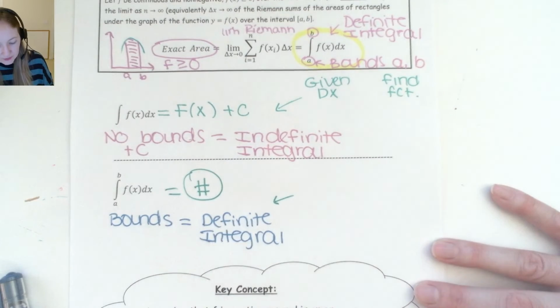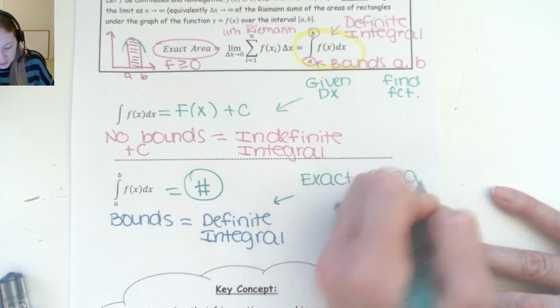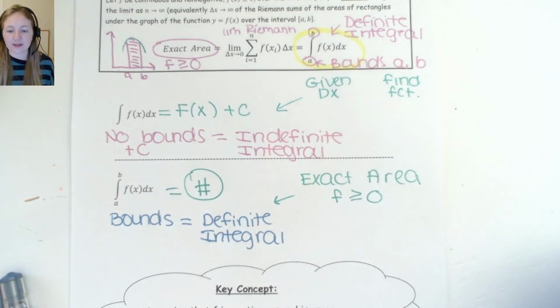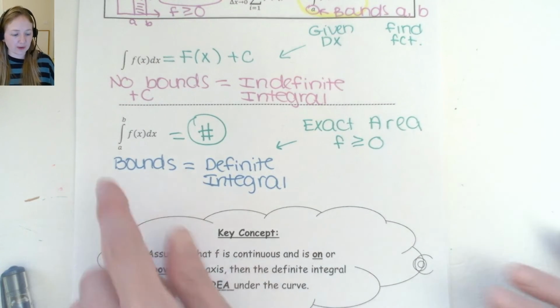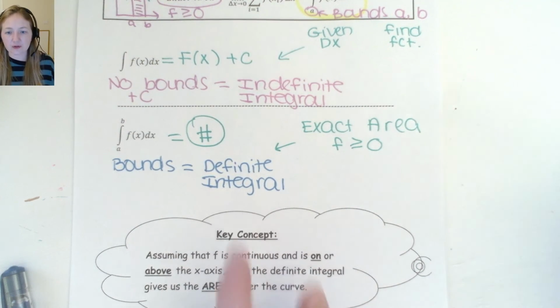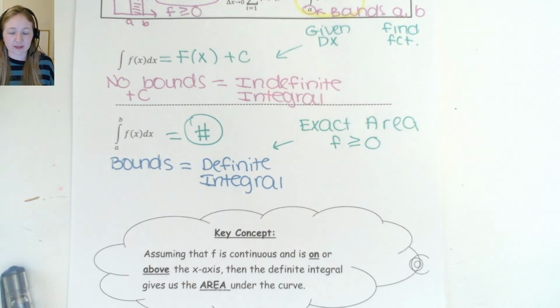And the use for this definite integral is that it would give you the exact area if the function is on or above the x-axis. It also gives you what we call the net area if the function has negative values, but for this course, we just assume that it's for exact area, and we always assume that the function is greater than or equal to 0. So that's our key concept here: we're now switching gears and talking about when we have bounds. This is the definite integral, and that's going to give us a single number. And if the function is on or above the x-axis, that will represent the exact area under the curve.